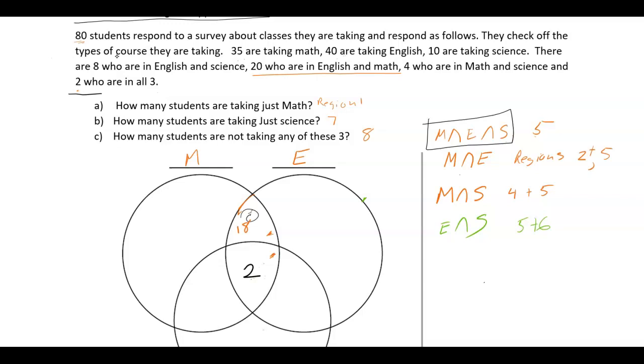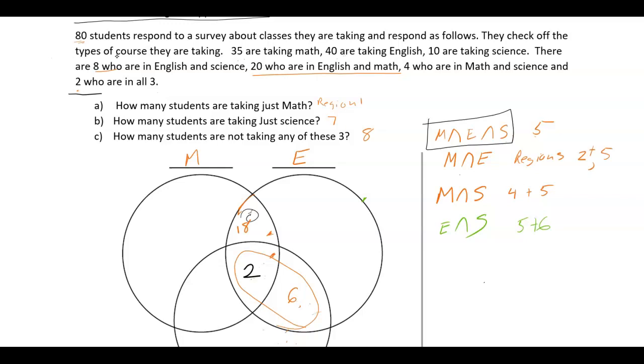So I do the same thing working my way over here. In this region here, I see them in the English and science section. So I look to see how many are in English and science, and there's 8. So English and science would be these 2 regions here combined. The total has to be 8. So I write a 6 there. 6 and 2 is 8.